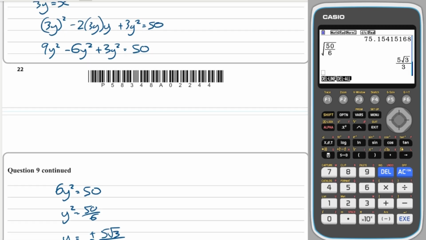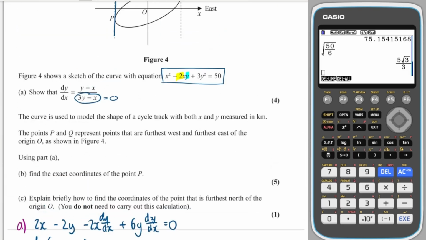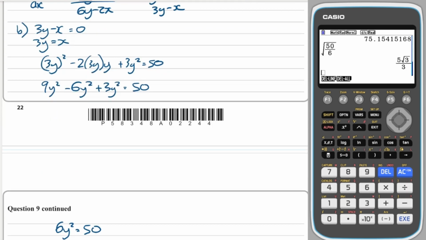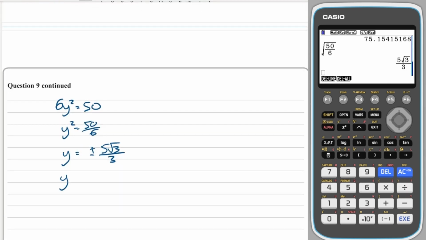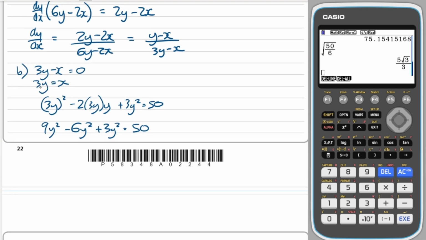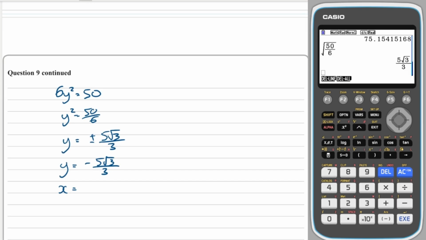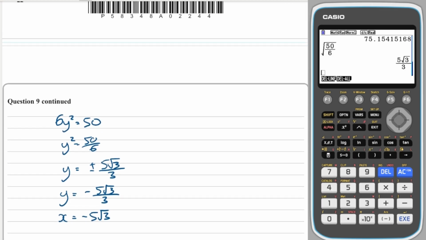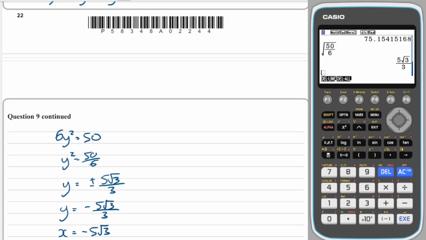Okay, quick inspection. I can see that the point I'm looking at, the y value is negative because it's below the x-axis. So the y value I'm looking for is minus 5 root 3 over 3. And what did we say the x value was equal to? x is equal to 3 times y. So times that by 3, I get minus 5 root 3. Okay, there we go. Perfect.